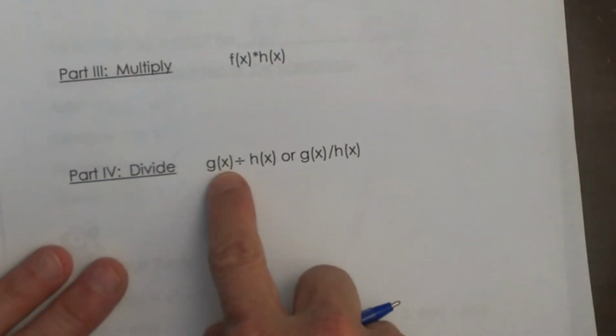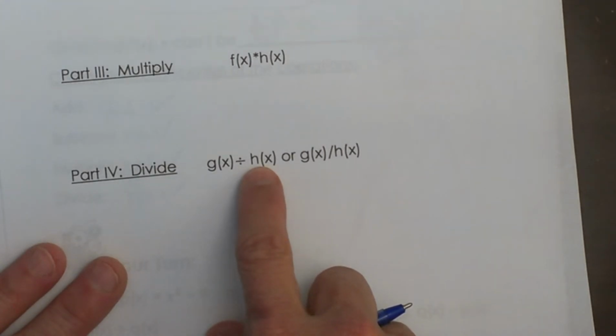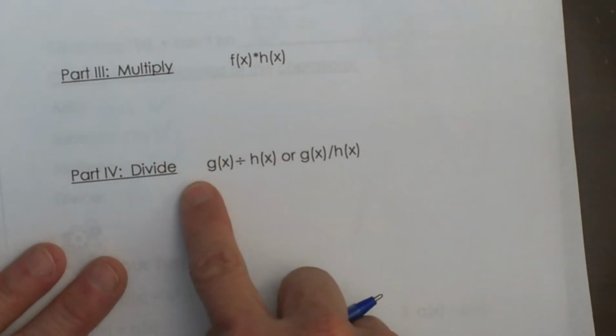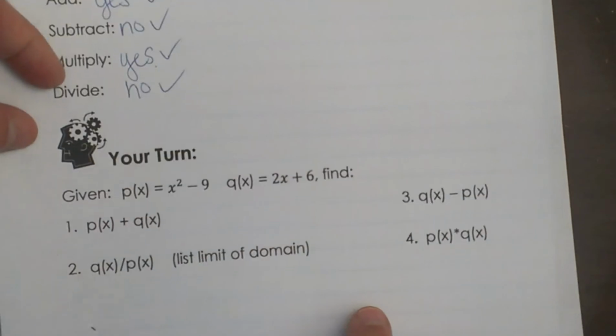So, is g of x divided by h of x the same thing as h of x divided by g of x? The answer is no, it's not the same. So the commutative property does not apply to division.